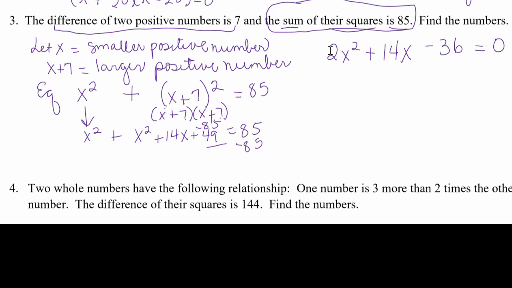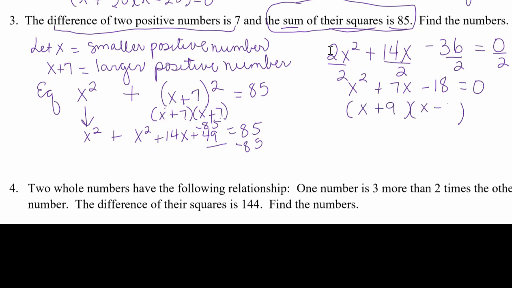And now I notice that all these coefficients are divisible by 2, right? They're all even. And since we have an equation, I'm going to go ahead and divide everything by 2, both sides of the equation, to make the numbers smaller. So we get x squared plus 7x minus 18 equals 0. And this factors: x plus 9, x minus 2 equals 0. And here we get x plus 9 equals 0, so x equals negative 9.